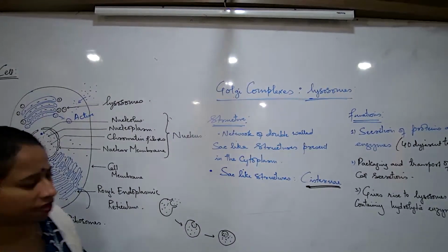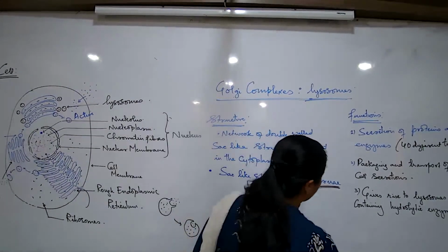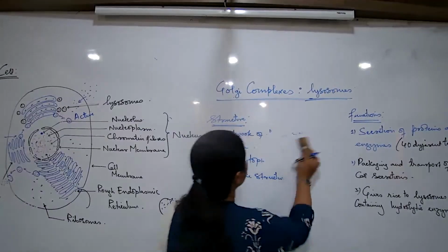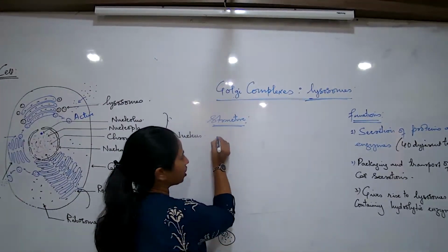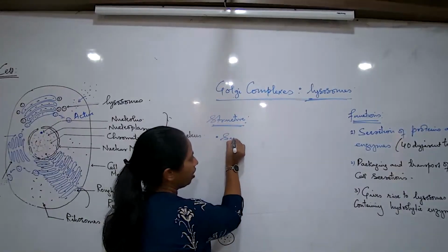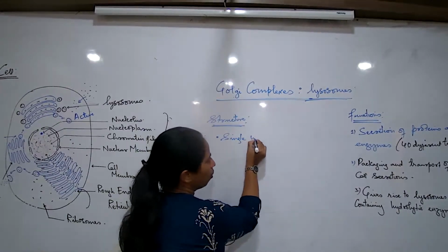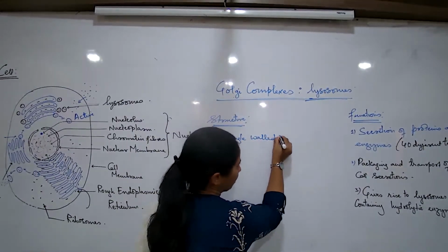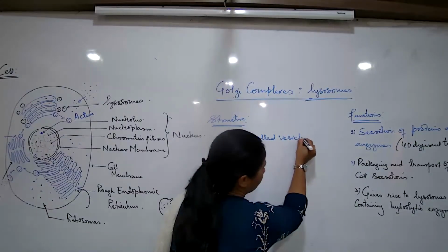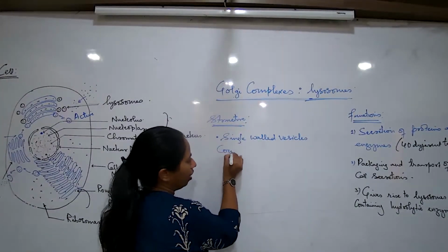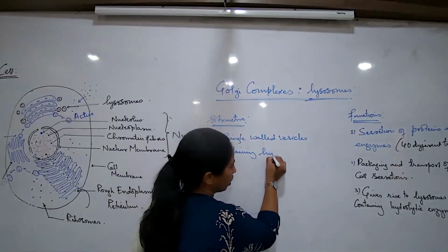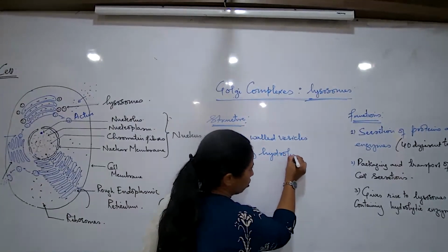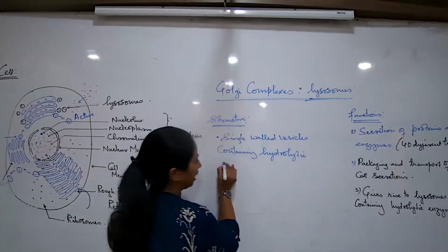Then, talking about the lysosomes, how do they appear? The lysosomes are very simple structures. Just one feature to remember, they are single-walled vesicles. They are single-walled vesicles containing digestive enzymes, which are also known as hydrolytic enzymes.